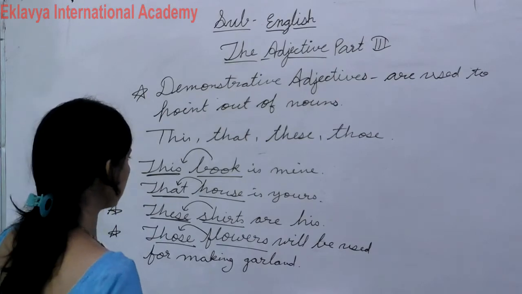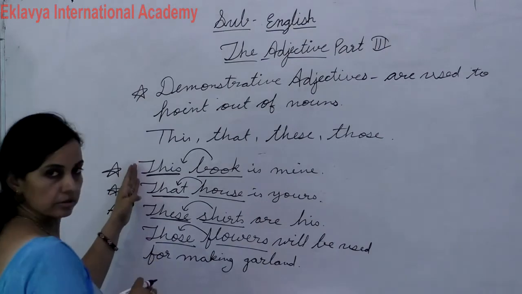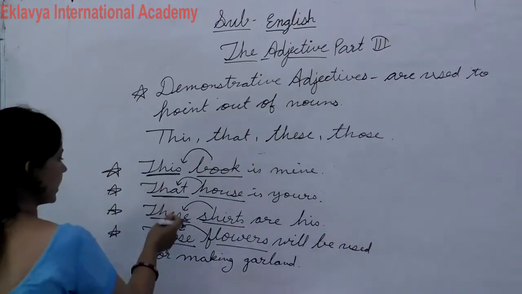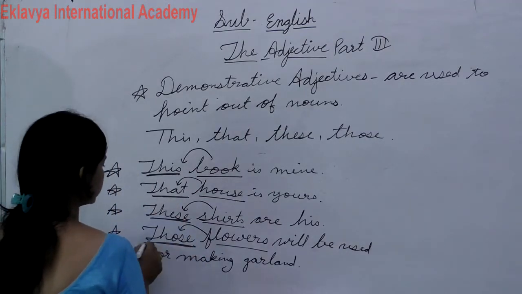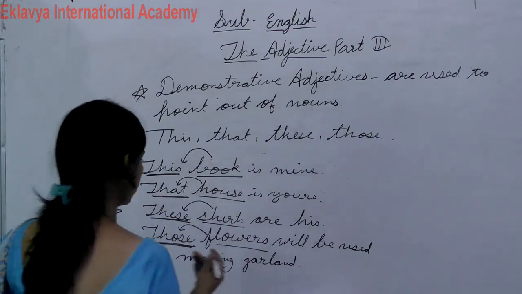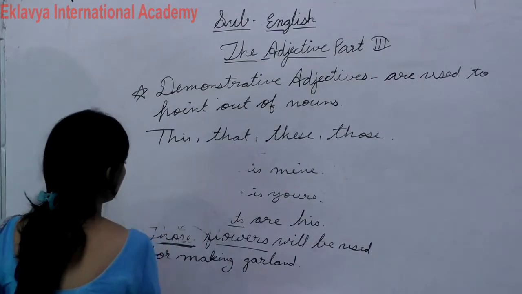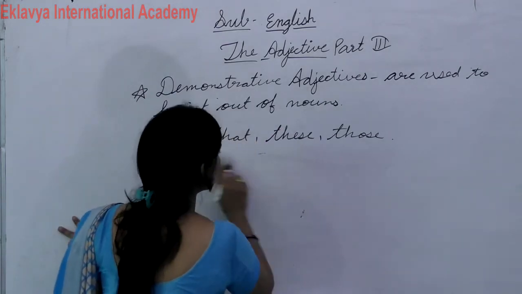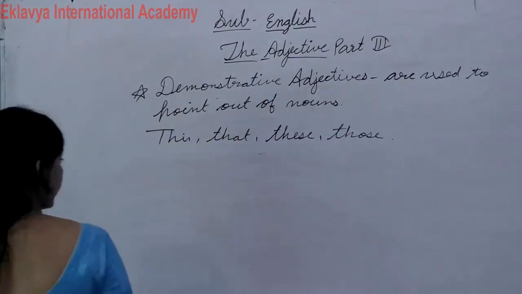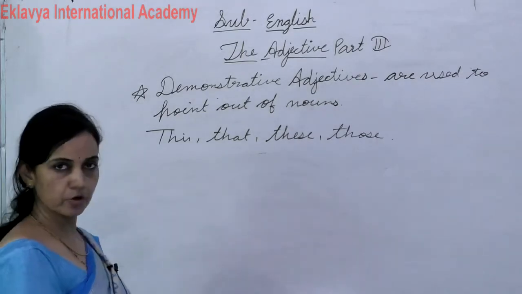Which words are used along with noun, they are called adjectives. Like this, that, these and those, these are all demonstrative adjectives, and they point out something. They point out noun and pronoun. I hope you understood, because they are used along with noun, and demonstrative pronouns are used alone, so they are called demonstrative pronoun.